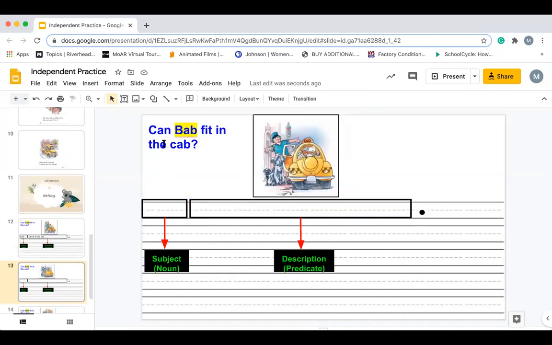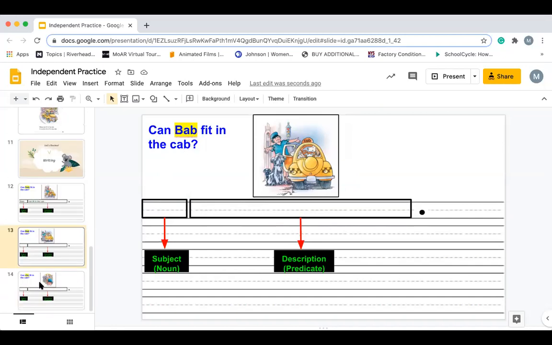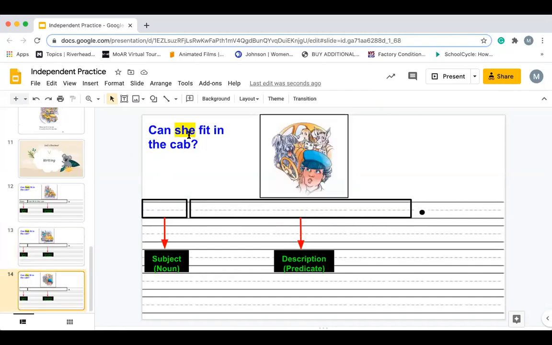Can Bab fit in the cab? Can she fit in the cab? Now, she is referring to the cab driver. That's a common noun, so instead of saying her name specifically, we use she instead. So I would make sure to put she here, and then describe whether or not she can fit in the cab. Okay, good luck.